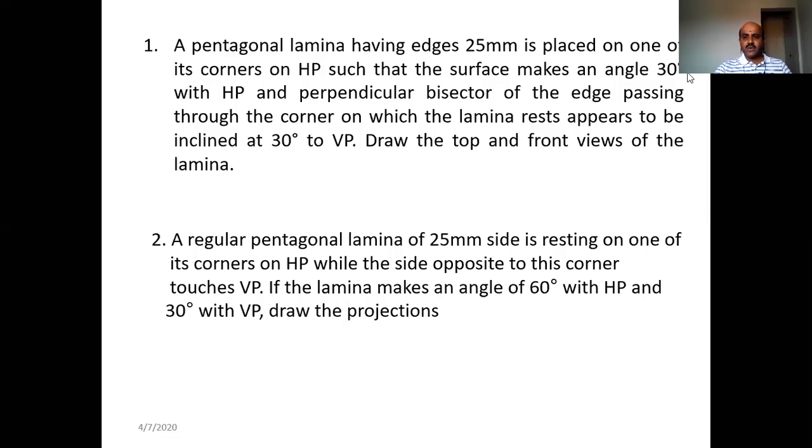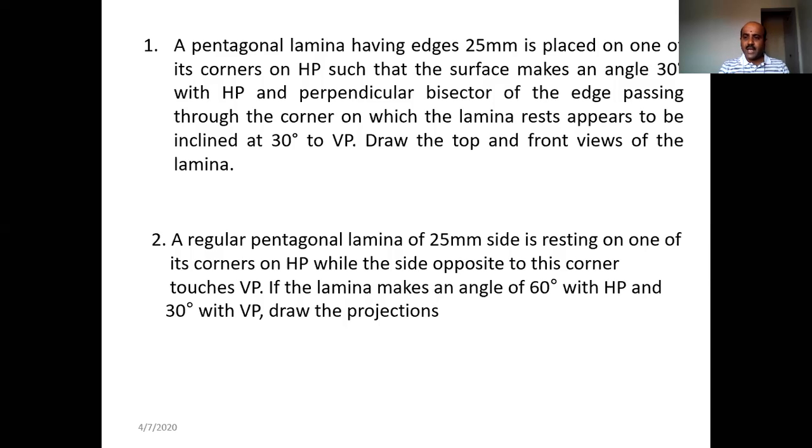Okay. So I will quickly read out this problem. A regular pentagonal lamina of 25 millimeter side is resting on one of its corners on HP, while the side opposite to this corner touches VP. If the lamina makes an angle of 60 degrees with HP and 30 degrees with VP, draw the projection. When you look at this problem statement, it looks quite different from the previous problems we discussed. It says a pentagonal lamina of 25 millimeter side is resting on one of its corners on HP. So the initial position is clear.